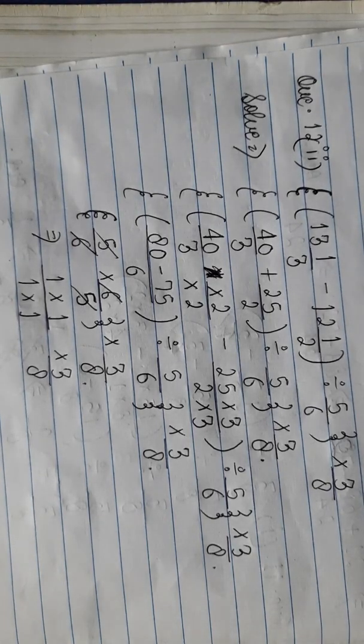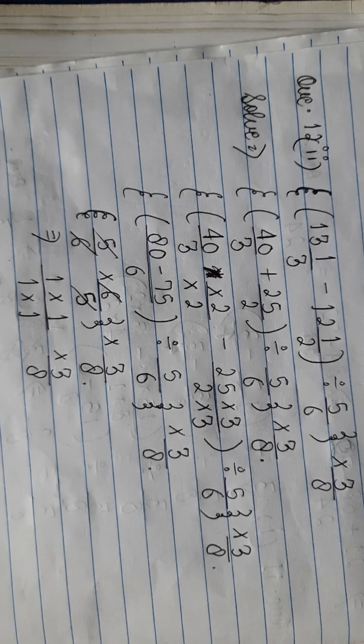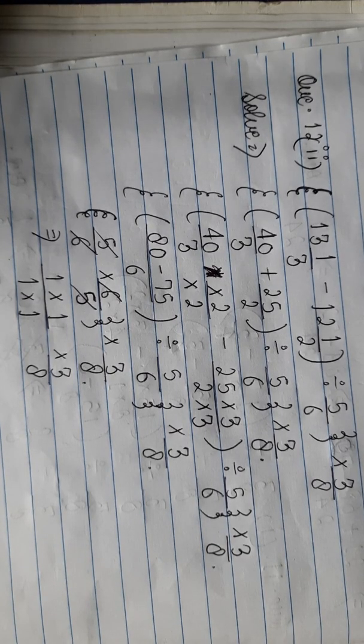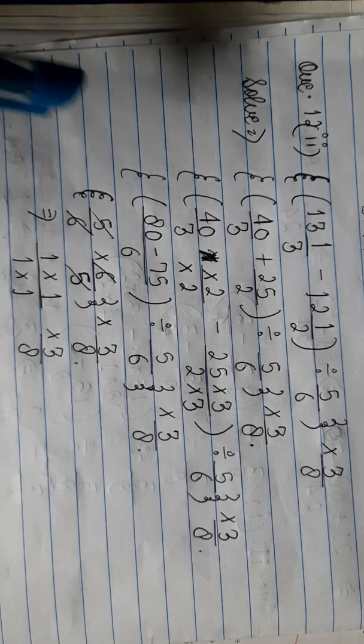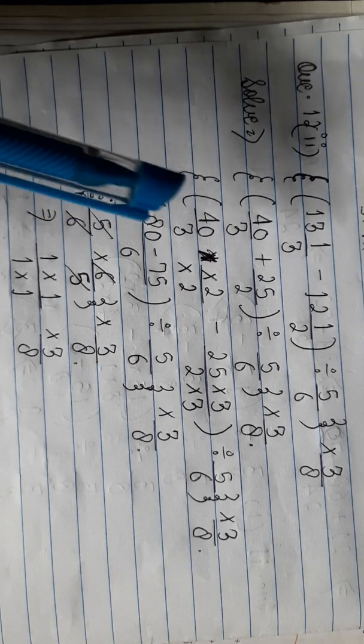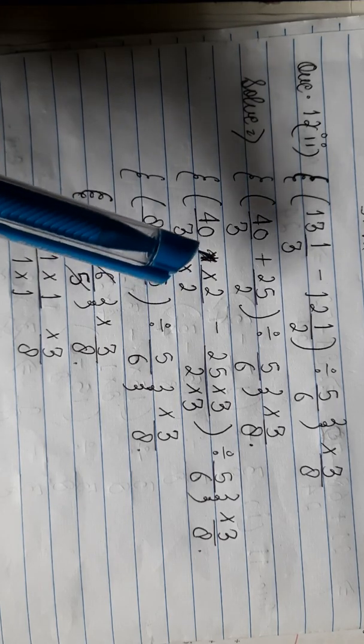Next we will do question 2 second. 13 1 upon 3 minus 12 1 upon 2, then bracket close, divide 5 upon 6. Then curly bracket close into 3 upon 8. First we will solve the small bracket's values. In the small bracket, first we'll put the values in improper fractions, and then we'll take the LCM. So 40 upon 3 plus 25 upon 2.